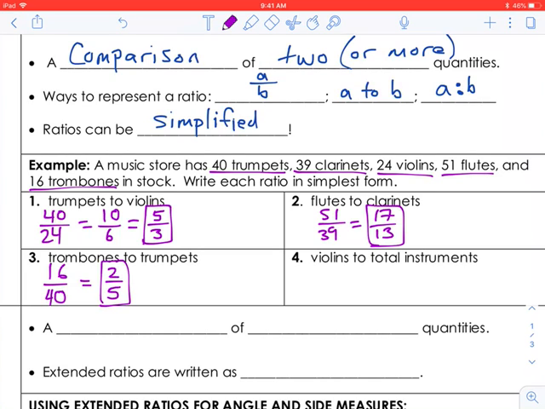Then violins to total instruments. Violins were 24, and I have to add these up. 40 plus 39 plus 24 plus 51 plus 16 is 170. To reduce that, I don't really know, so I'm just going to divide by 2. 170 divided by 2 is 85. And I don't think 85 and 12 divide by anything. So that would be my solution.